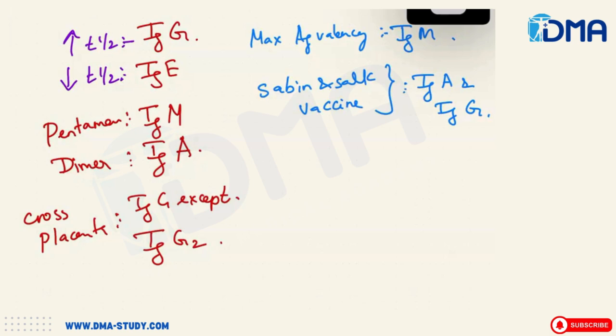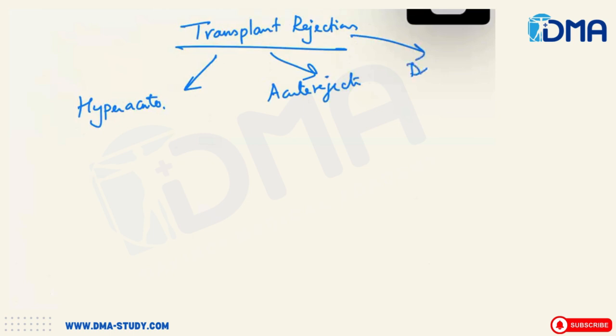Then there are a few reactions that happen because of these immunoglobulins. That happens in case of exposure to transplanted organs. Because of these immunoglobulins, there happens something called transplant rejection. This transplant rejection can be either a hyperacute rejection, or an acute rejection, or a delayed rejection.